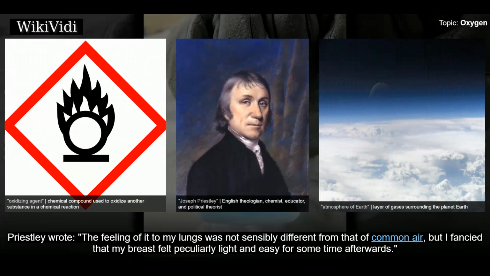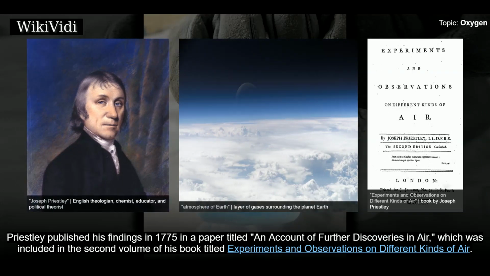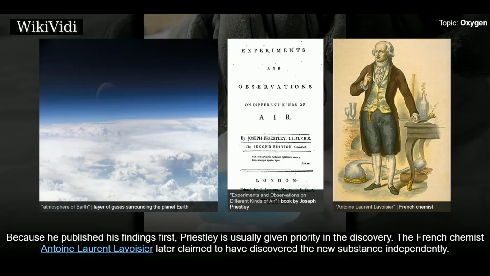Priestley wrote, "The feeling of it to my lungs was not sensibly different from that of common air, but I fancied that my breast felt peculiarly light and easy for some time afterwards." Priestley published his findings in 1775 in a paper titled An Account of Further Discoveries in Air, which was included in the second volume of his book titled Experiments and Observations on Different Kinds of Air. Because he published his findings first, Priestley is usually given priority in the discovery.